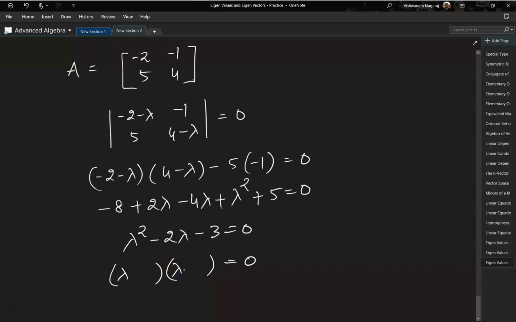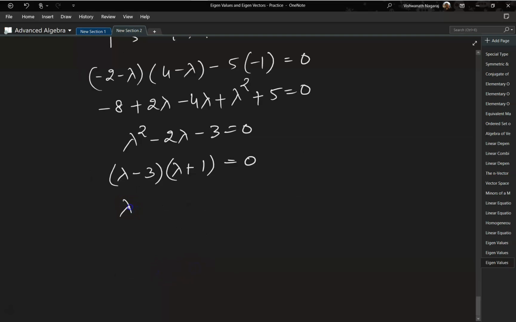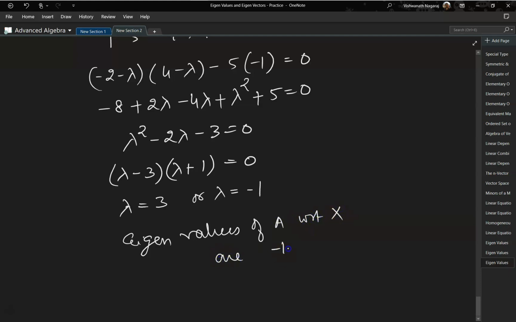Lambda, lambda. No, 3 ones 3. So 3 minus 1 is 2. So 3 and 1. Now we have to figure out the signs. Here this has to be minus, so one of them has to be plus. But this is minus, so the bigger one will be minus, plus. Okay. So which means lambda is equal to 3 or lambda equal to minus 1. So eigenvalues of A with respect to x are minus 1 and 3.